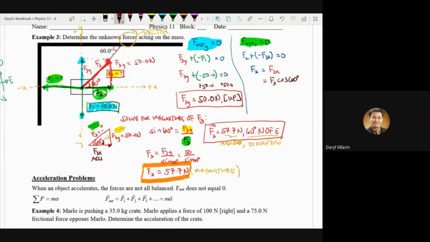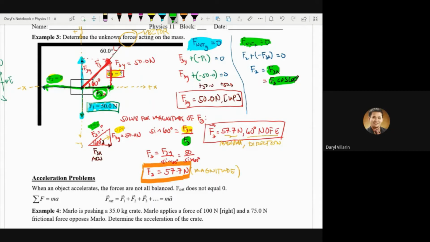So again, how did I get that one? Well, F3X is just the adjacent side. That's why I'm using cosine. Okay. So F3 cosine 60 degrees.